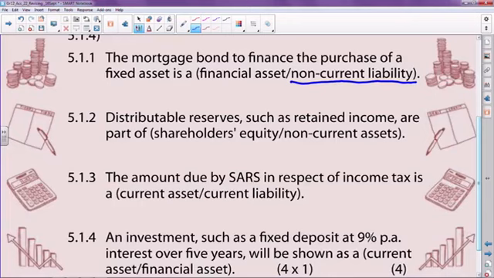Distributable reserves, such as retained income, would form part of what? Certainly, they form part of shareholders' equity. In other words, shareholders' equity is made up of your ordinary share capital plus your retained income.